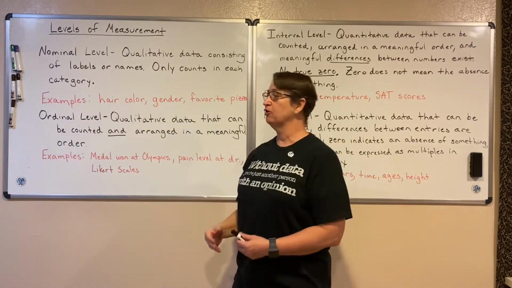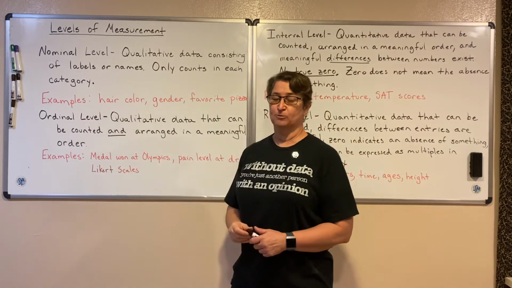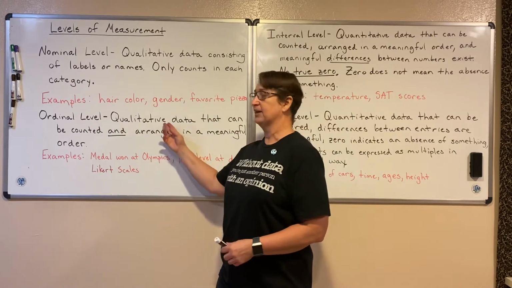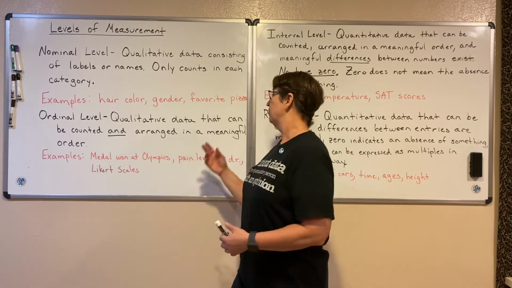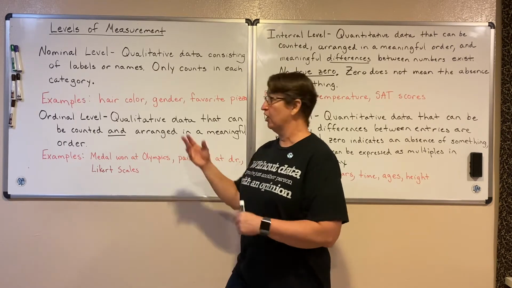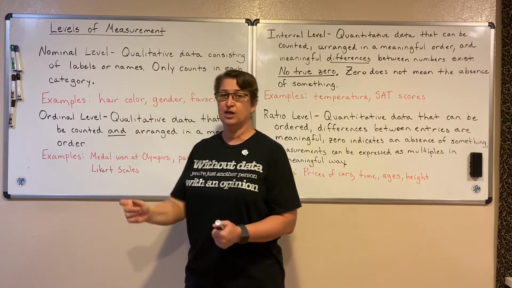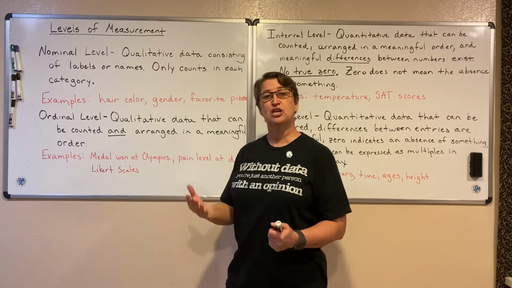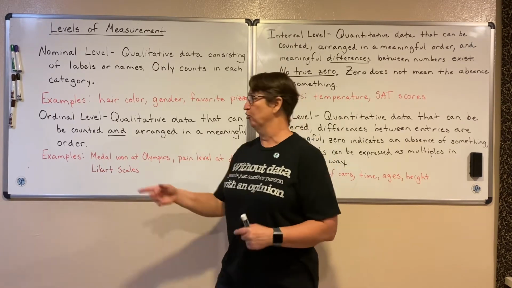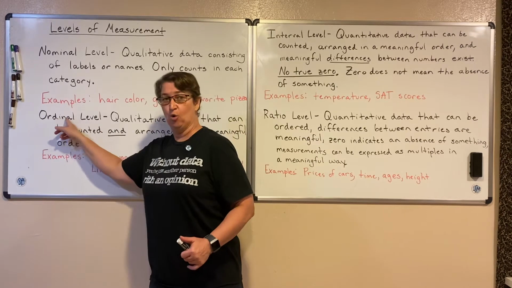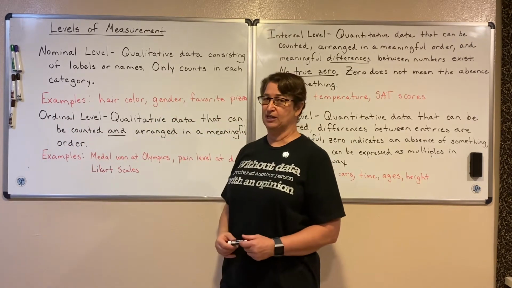We move up from there to our ordinal level of measurement. With the ordinal level of measurement, we're also talking about our qualitative data, that data that typically when we write it down is words. But it not only can be counted, like we did back here where we count how many are in each category, but also it can be arranged in a meaningful order. We can put them in some kind of ordinal order. So you can see the order in it.